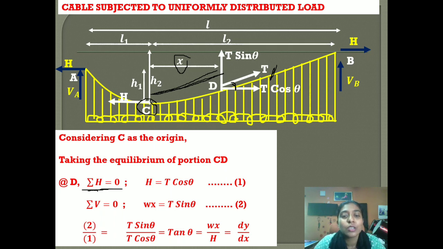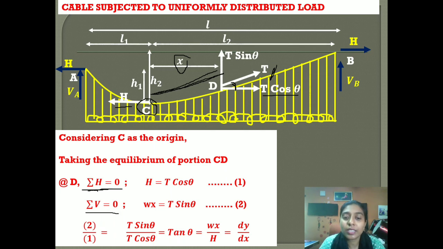So at D, we are taking this portion CD, with C as the origin. So the horizontal force is equal to 0, that is T cos theta minus H is equal to 0. We get H is equal to T cos theta, and we take it as equation number 1.